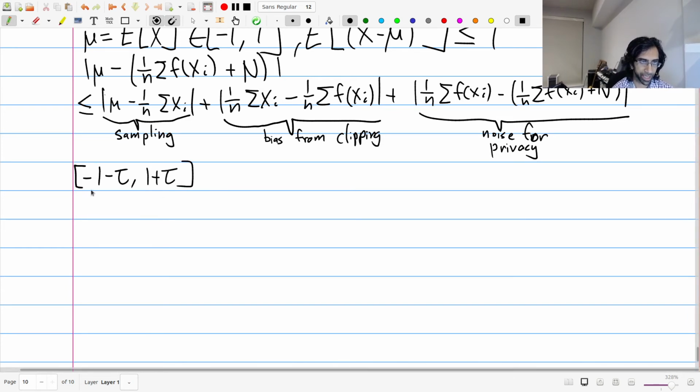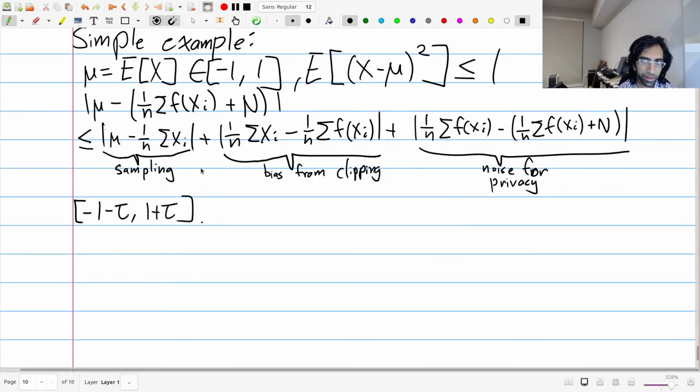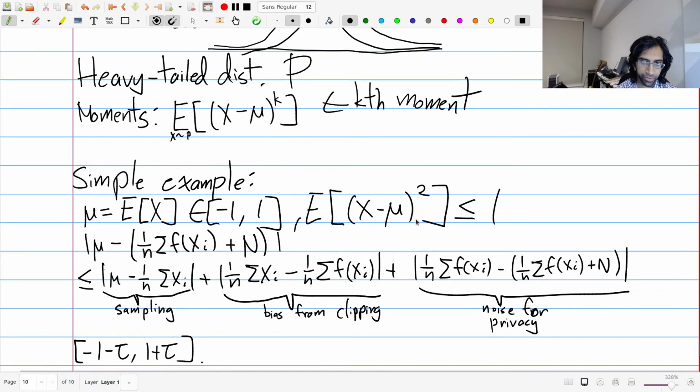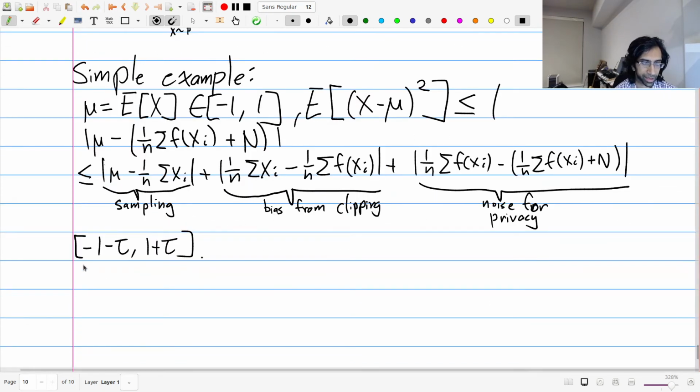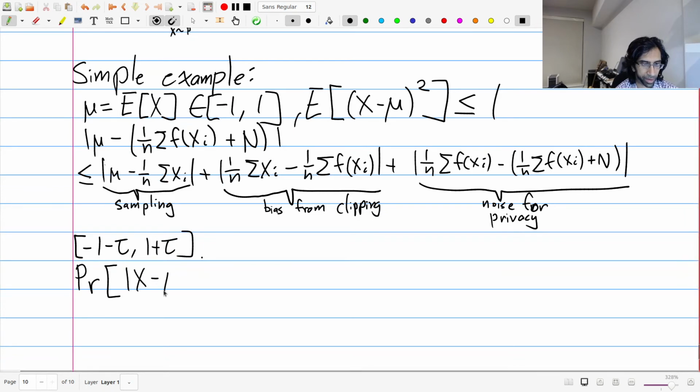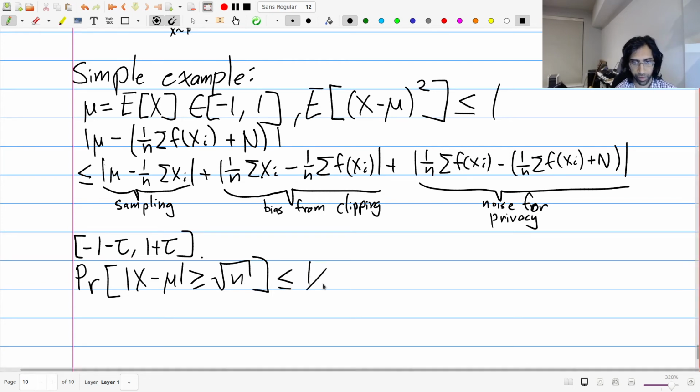So essentially, we take our initial interval and we stretch it out by an additive tau, where tau is some parameter to be set. So where will the points lie? Well, what type of concentration can we use for our points? Remember that essentially all we can say is that the probability that |x minus mu| is greater than square root n is less than or equal to 1 over n.